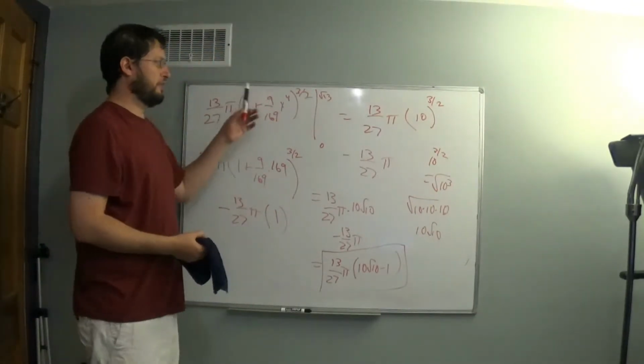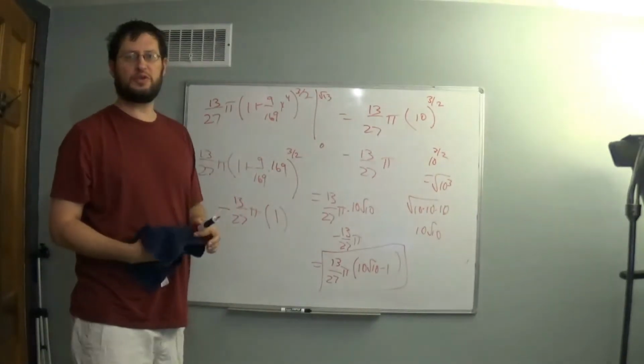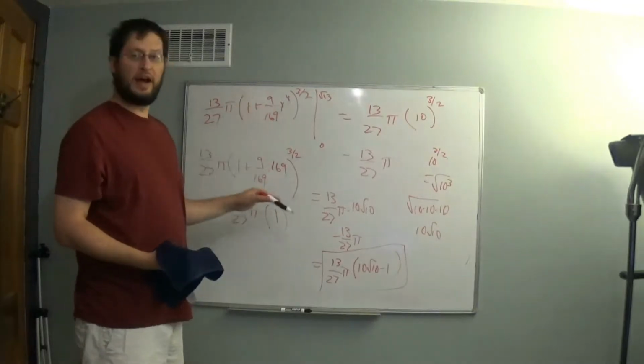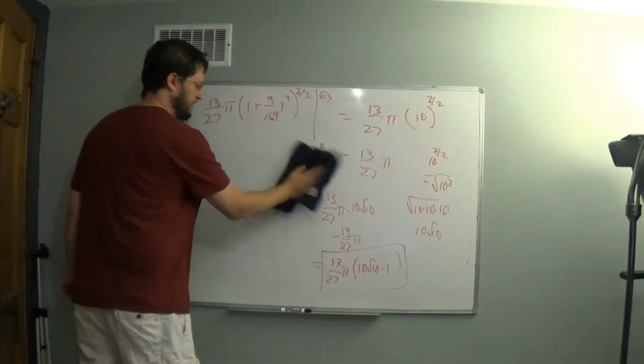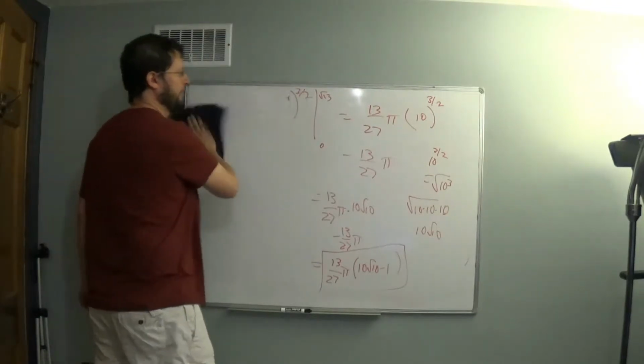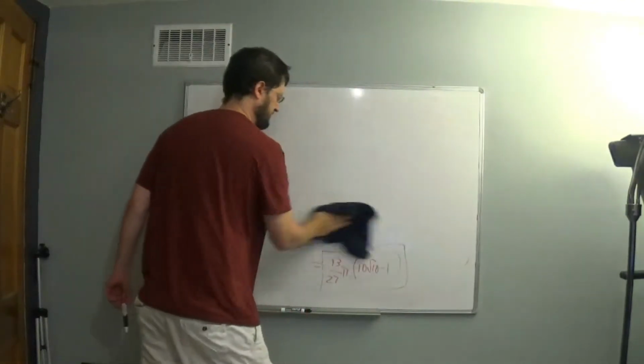So the hard part for these problems is not setting up the integral. That's fairly straightforward. The hard part can be finding the antiderivative, especially when it's kind of a mess with a bunch of different constants flying around. But let's look at another one.